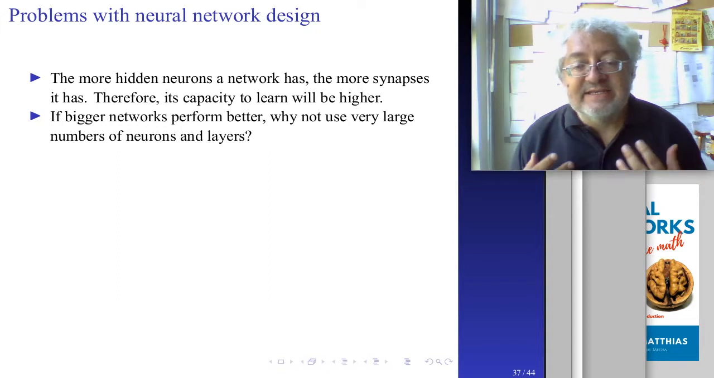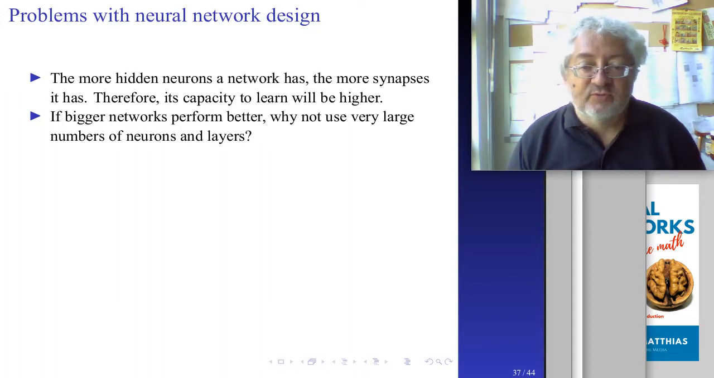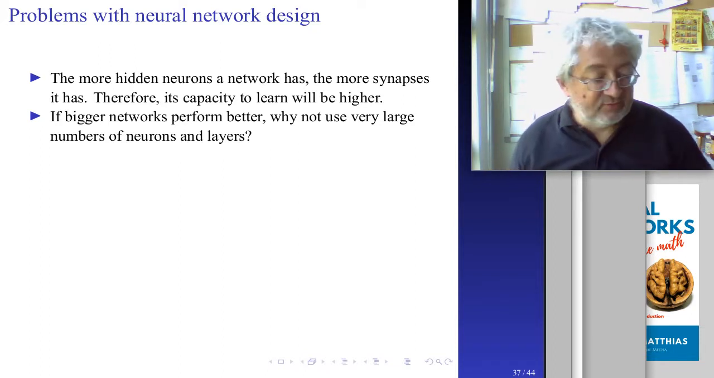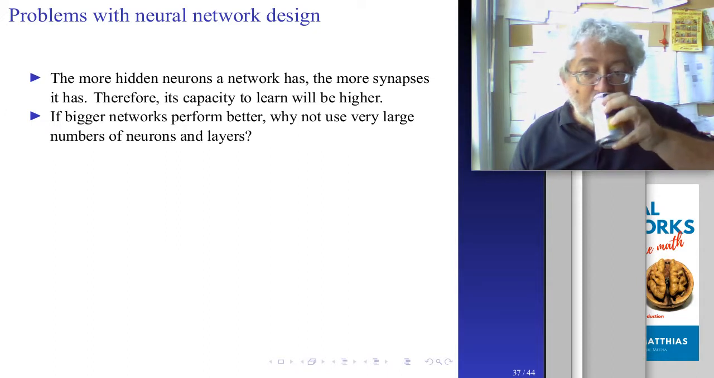So if this is true, that bigger networks perform better, then why don't we only use very large numbers of neurons and layers? Can you think about this for a second and try to answer this question?